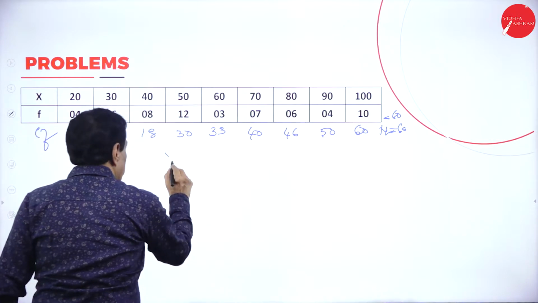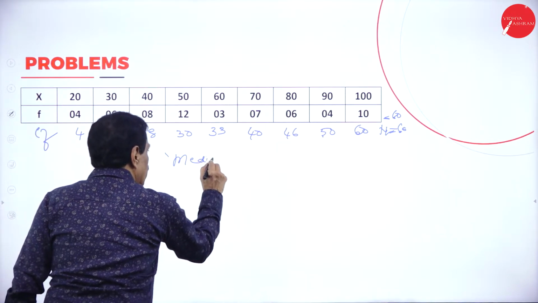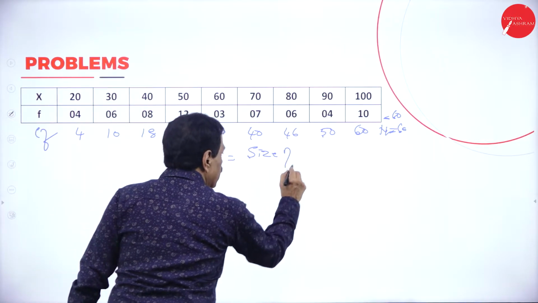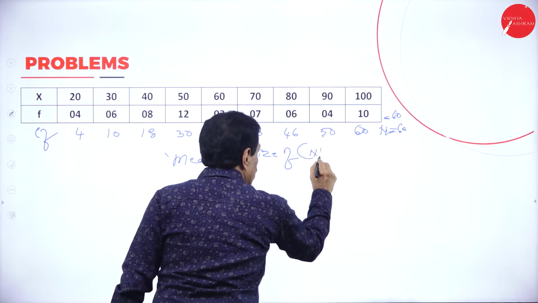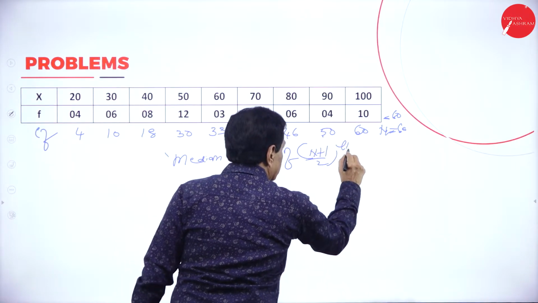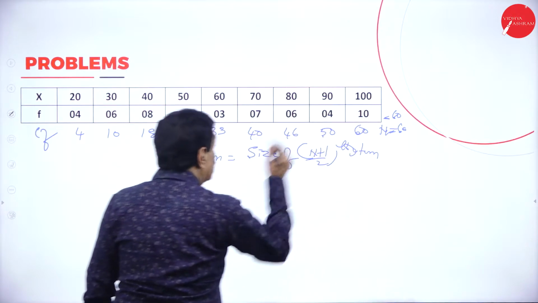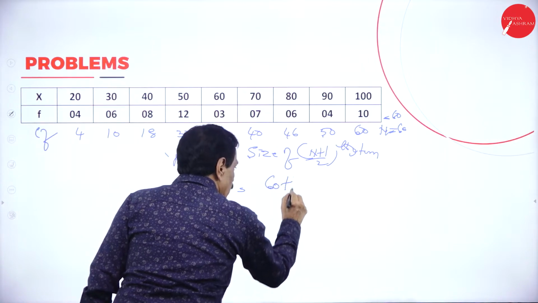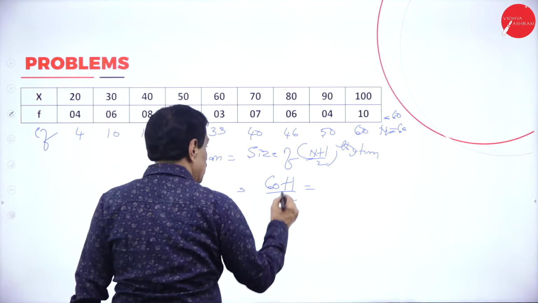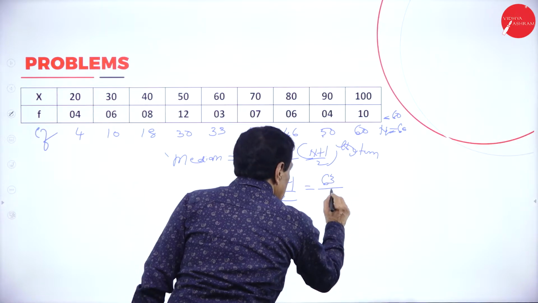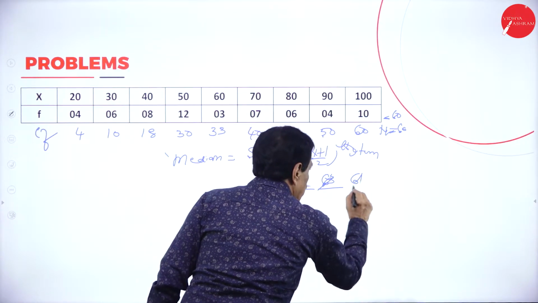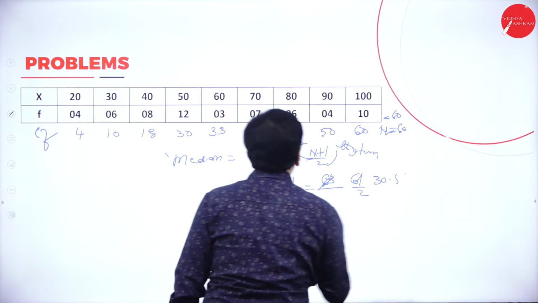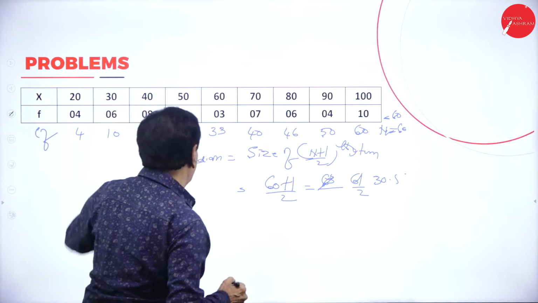Now apply the formula. Median is equal to the size of n plus 1 divided by 2th item. What's your n? 60 plus 1 divided by 2. It is 61 divided by 2, which is 30.5. Find 30.5 in CF.